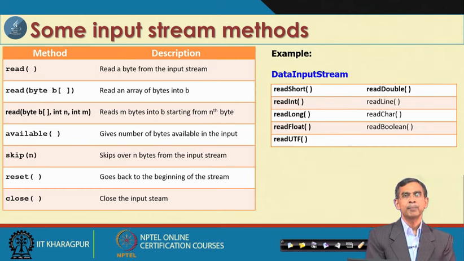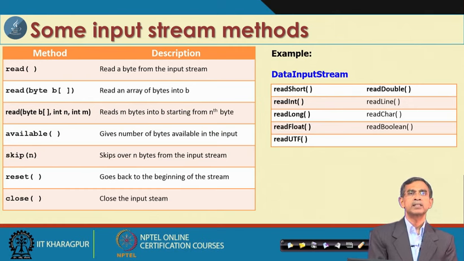So, in general, a read method, as we see, reads a byte from the input stream. Now, this is an overridden method, read(byte b), that means read an array of bytes into b. So, it will read and store into a temporary location that is there in the program. And read also has another overridden method, read(byte b, int n, int m). So, it is basically reading m bytes starting from n and putting them into the array b.